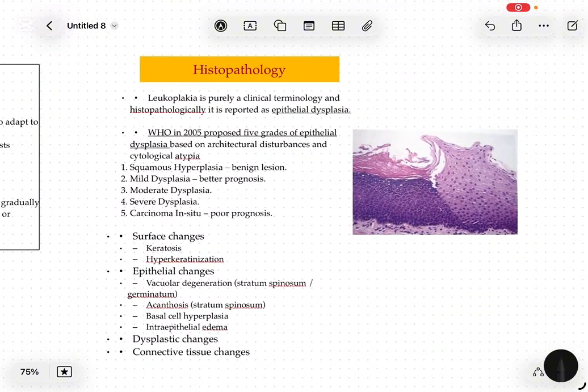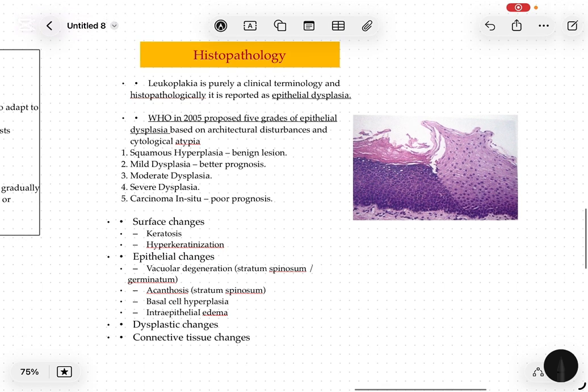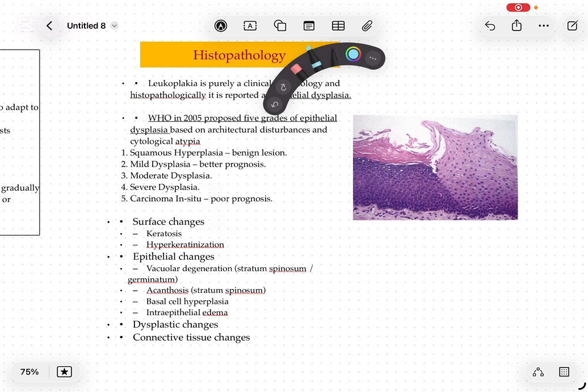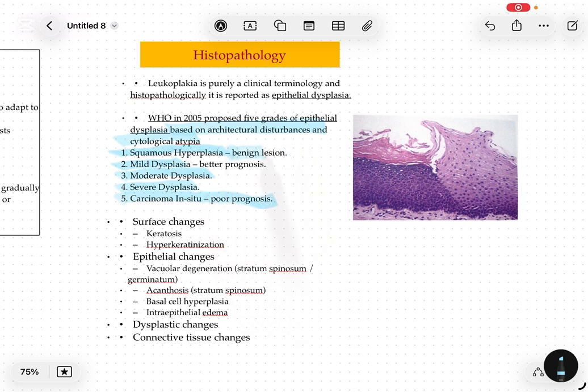Leukoplakia is purely a clinical terminology, and histopathologically it is reported as epithelial dysplasia. WHO in 2005 proposed 5 grades of epithelial dysplasia based on architectural disturbances and cytologic atypia. The first is squamous hyperplasia, then mild dysplasia, moderate dysplasia, severe dysplasia, and carcinoma in situ, which has poor prognosis. The benign lesion has better prognosis. So these are the 5 grades of epithelial dysplasia.